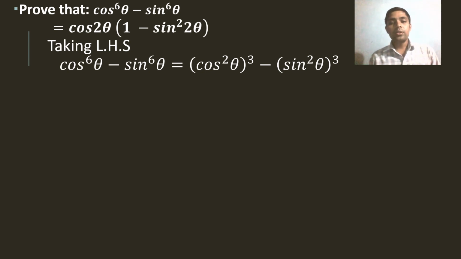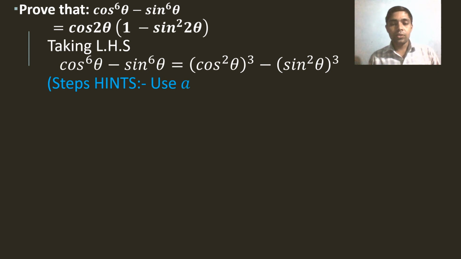So it is better to convert into cube format. We have converted into cube format: cos² θ to the whole cube, and in the same way sin² θ to the whole cube. So we can see this is in the form of a³ − b³. So we will apply the formula of a³ − b³, and what will be the steps.